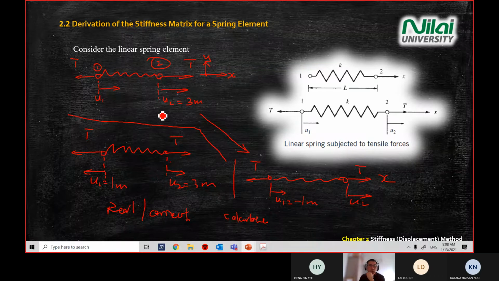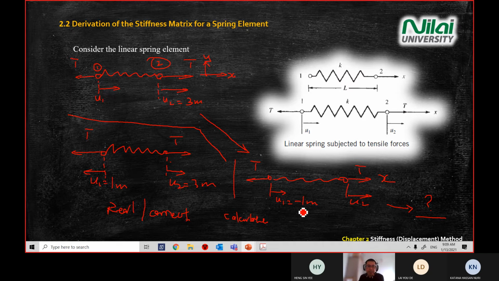My advice to you, don't simply change your free body diagram in your analysis. If in the early stage you already assume that the direction is to the left, then you continue to use the free body diagram that you use and use the answer that you calculate. For example, in this case, you get U1 equal to -1 meter. Continue with this assumption until you get all the unknowns. Don't calculate here, then go and change the free body diagram. Then you are going to confuse yourself.